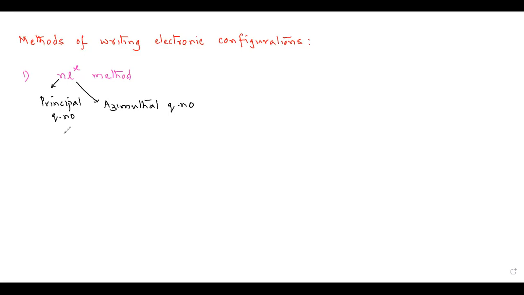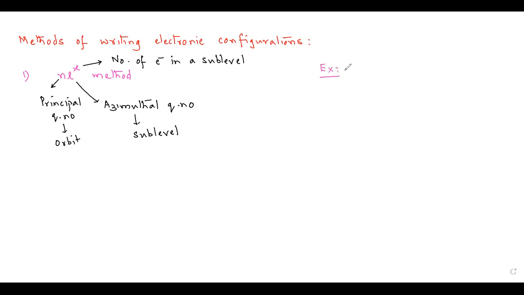Of course, principal quantum number n refers to the orbit, whereas azimuthal quantum number l refers to the suborbit or sublevel. I told you this. Now, what does this x refer to? It refers to the number of electrons that are accommodated in a sublevel. Now, let me give you an example.